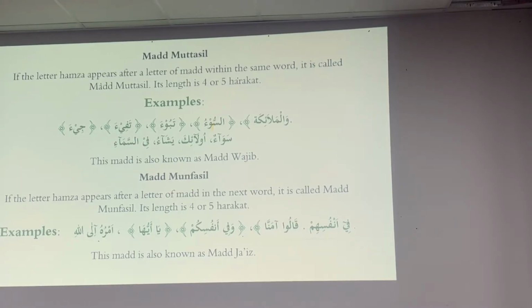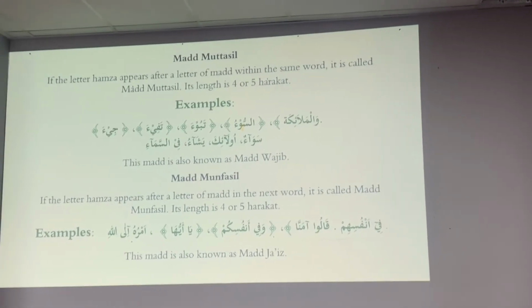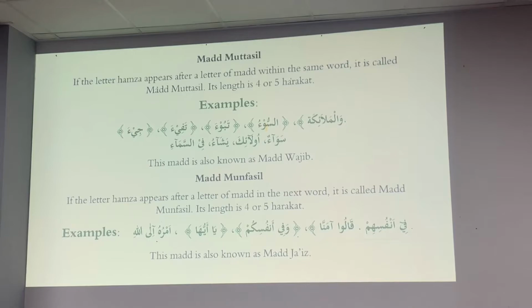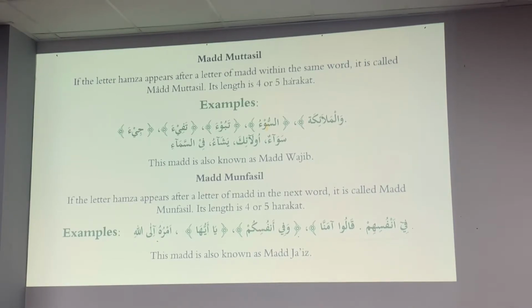So we learned three types of mad. One is the basic mad: when alif is empty, the letter before it has a zabar; when waw is sakin, the letter before it has a pesh; when ya is sakin, the letter before it has a zer. These three we make basic mad, which is madde asli, known as original mad. And when we have this condition and after the letter of mad you find a hamza, if it is in the same word it's madde muttasil, and if it is in the next word it's madde munfasil.